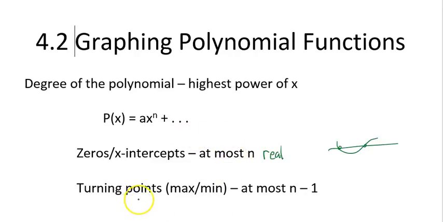The other thing that happens that we haven't talked about yet is turning points. Turning points are where we have maxes or mins, where the graph actually makes a turn. So this would be a turning point, this would be a turning point. If the power is n, at most it would have n minus 1 turning points. That means it doesn't have to have that many, but it could. So if n were 5, it would have at most 4 turns in the graph. It could have less, but at most 4.